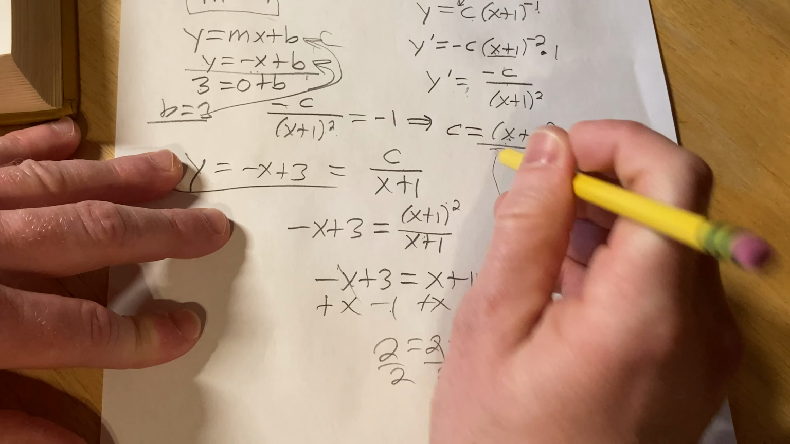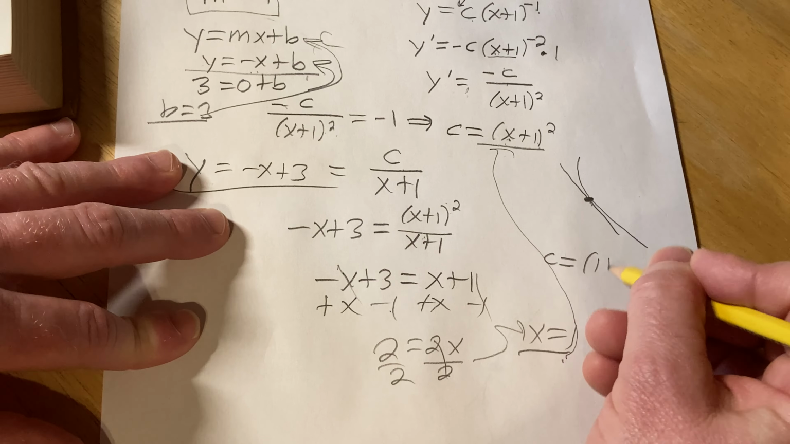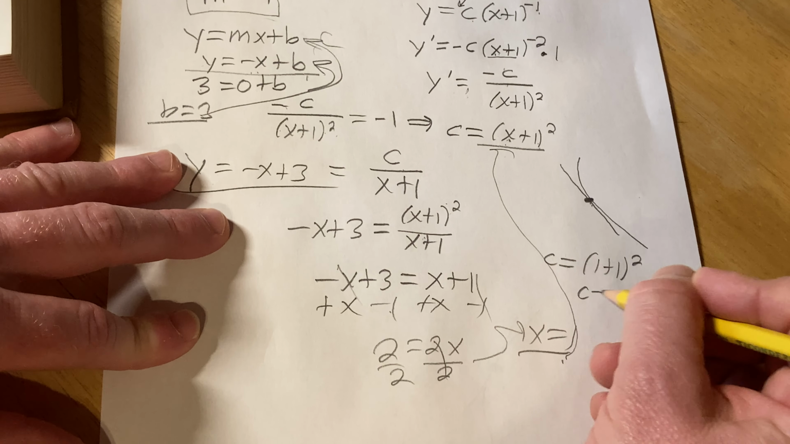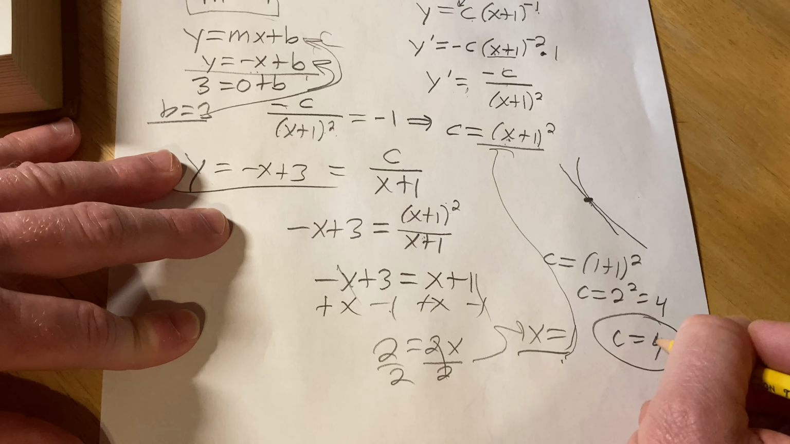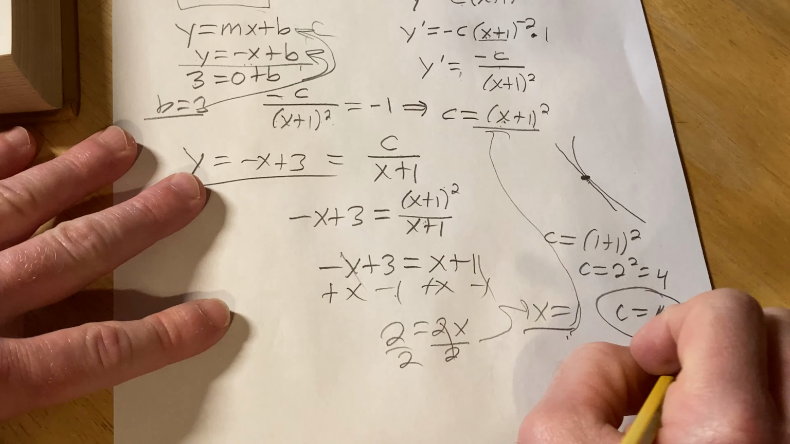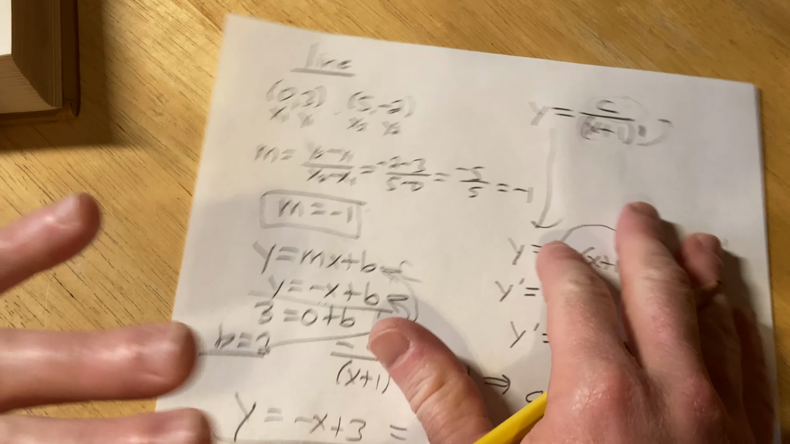And I'm going to go over the whole thing one more time at the end, and then we'll take a quick look at the book. So 1 plus 1 squared, and that's equal to 2 squared, which is equal to 4. So c is equal to 4. So that's the answer. So let's go over it one more time, and then we're going to check the answer in the back of the book, which is one of the best things about this book, that you can check your answers. It makes it awesome.